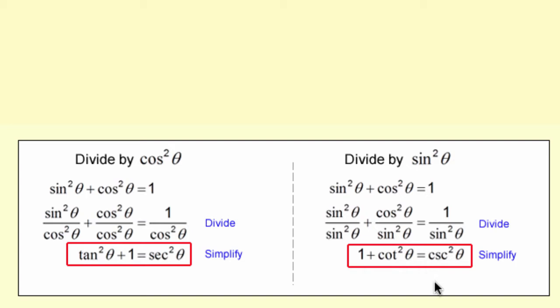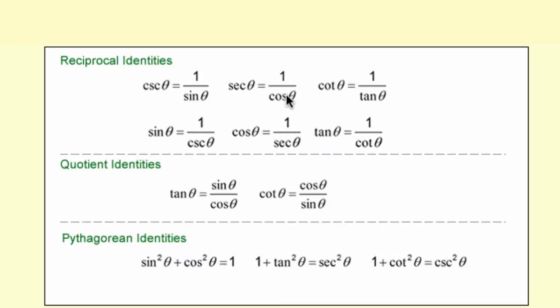These are all Pythagorean identities. Now an identity means it's true for all values that you put in. So in this case, all values of theta. So these identities are true for all values of theta. Other identities, reciprocal identities, and these should be pretty familiar. Cosecant theta equals 1 over sine theta, and so on, just the reciprocal functions. Tangent theta is sine divided by cosine. Cotangent is cosine divided by sine. And then again, here are the Pythagorean identities.